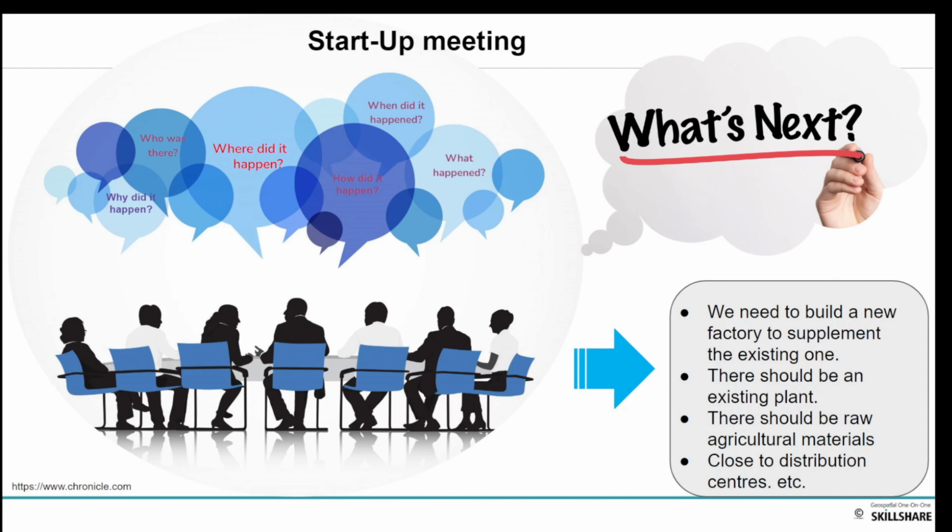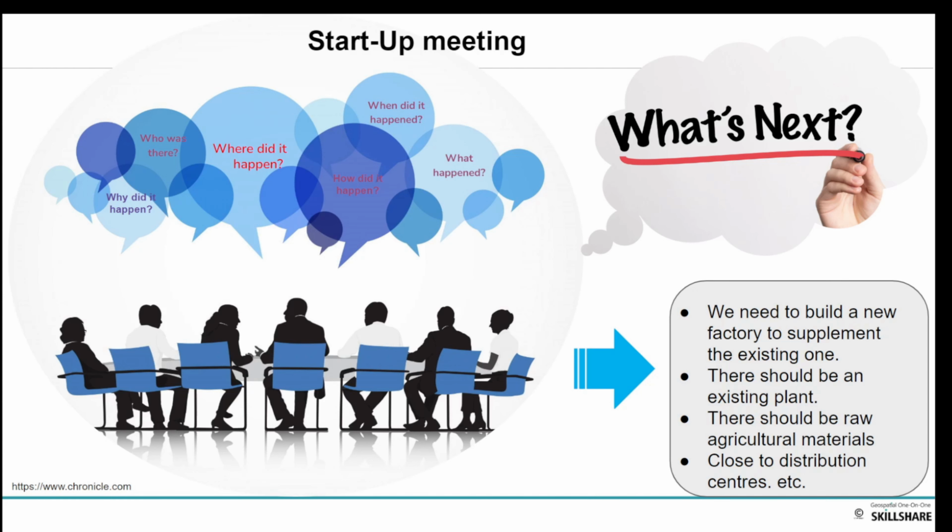Let's imagine that the meeting is also about a startup company that is trying to grow and look at how they can improve as a company. In these meetings, they've asked all the why, the who, the where, the what's. They've done all those questions and they've come to a conclusion that they need to build a new factory to supplement the existing one. They also need to make sure that the factory is built at a place where there is already an existing plant. Because it's a startup, probably they don't have money to build their own plant.